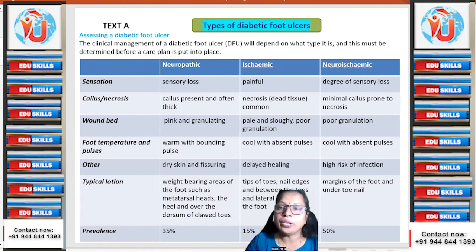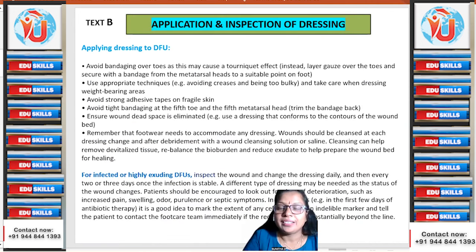According to your understanding, you can change the heading, whichever is easy to guide you to find out the answer, or which text you have to go to in order to find the answer. Is it clear? Yes. Okay.